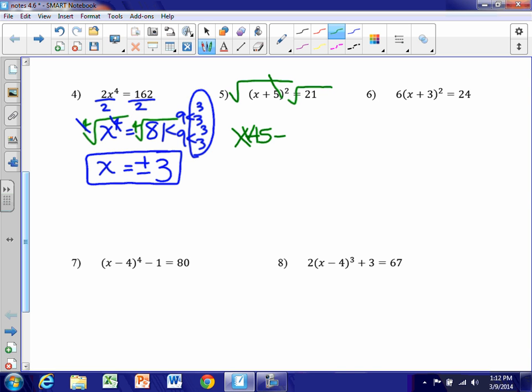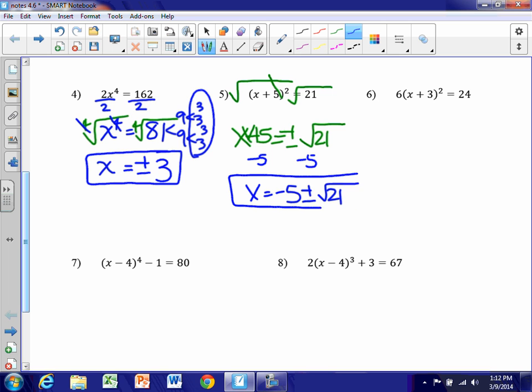It was an even root, so we get plus and minus, and it is still the square root of 21 because 21 does not have any pairs in it. Now, I have to subtract the 5 over, and since 5 does not match the square root, we actually put it in front of the plus and the minus. And that is our answer, all of it. That is 2 answers, negative 5 plus the square root of 21, and negative 5 minus the square root of 21.